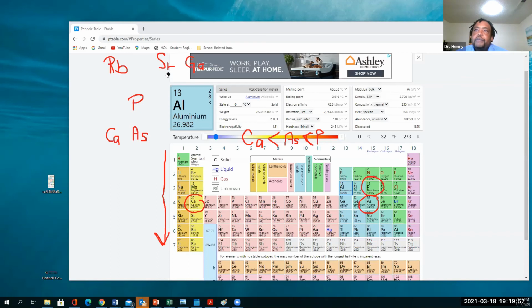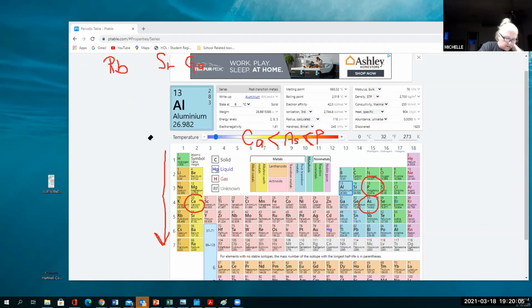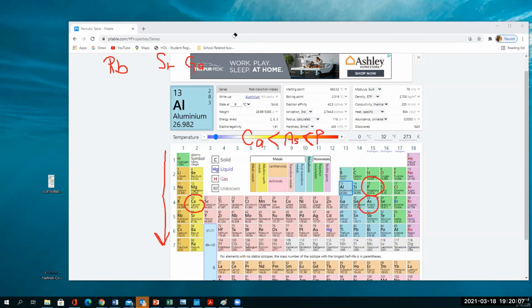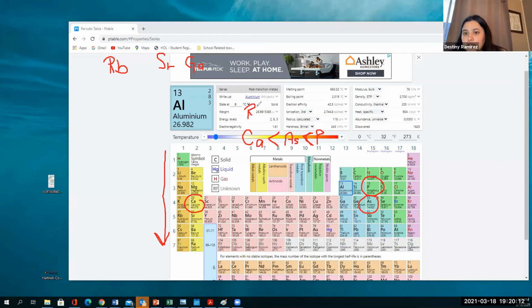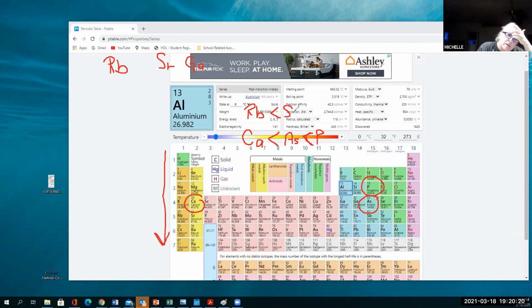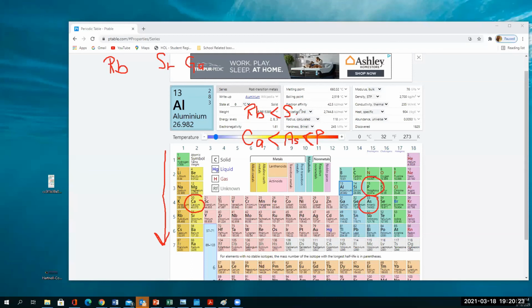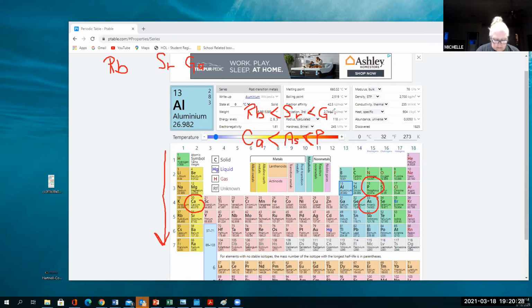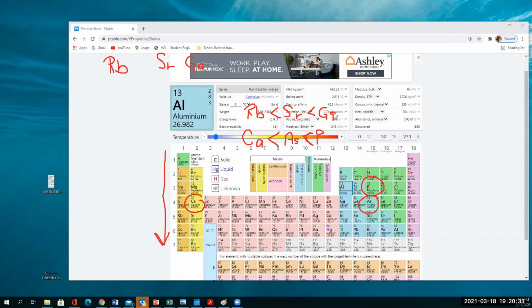Okay, so we have rubidium, strontium, and palladium. Rubidium would be the first one. And then strontium, and then gallium. How do you say it? Gallium. Good job. You put it in the correct order.